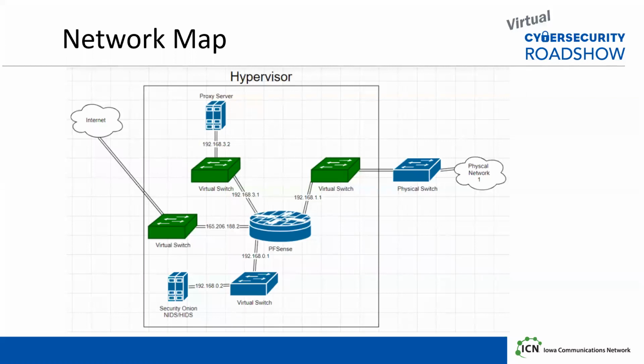So again, just wanted to rehash the network map now that you kind of know what we're working with. So we've got our Security Onion in the bottom, our pfSense in the middle, our proxy server on top, and our WAN interface going out the left side.